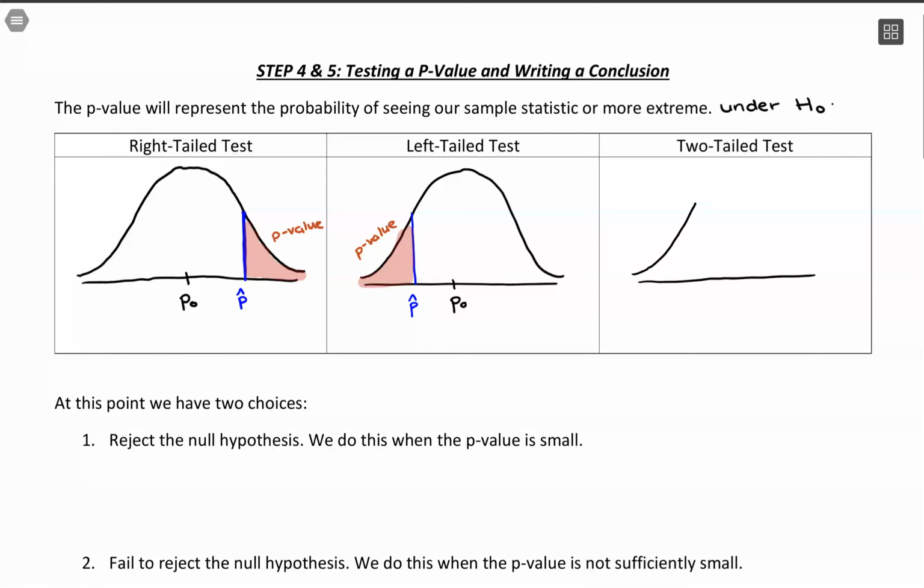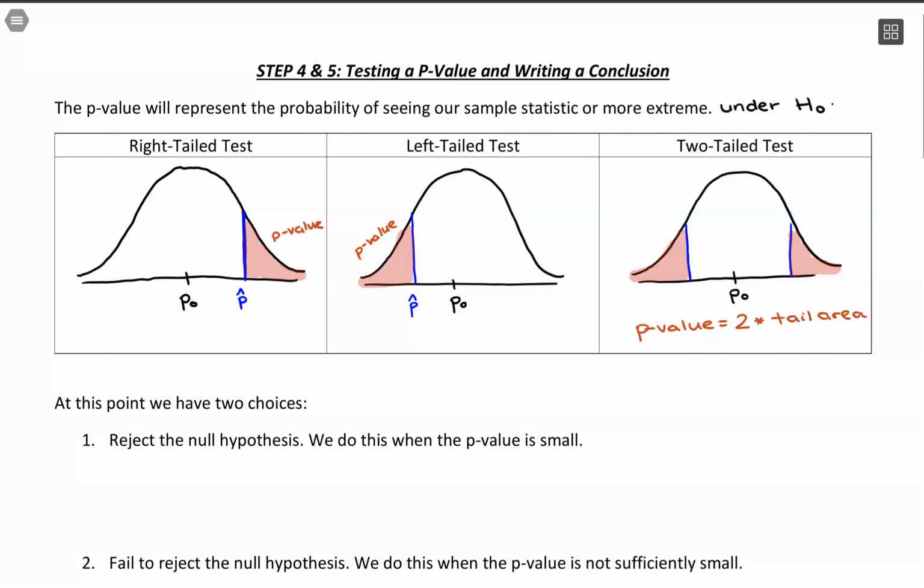And then with the two-tailed test, built around our null hypothesis, this is where your sample proportion might land on the left-hand side or the right-hand side, but whichever side it lands on, you're going to double that tail area. So whether it's the left tail or the right tail, you combine those two. So with that one, to find the p-value, you're going to take 2 times whatever the tail area is.